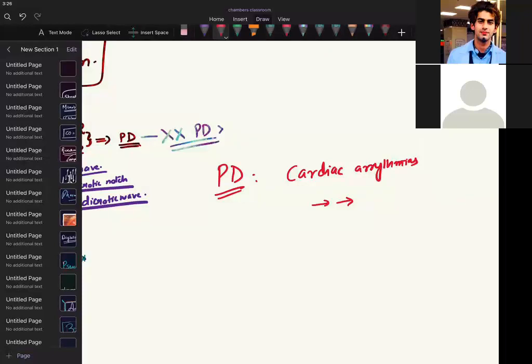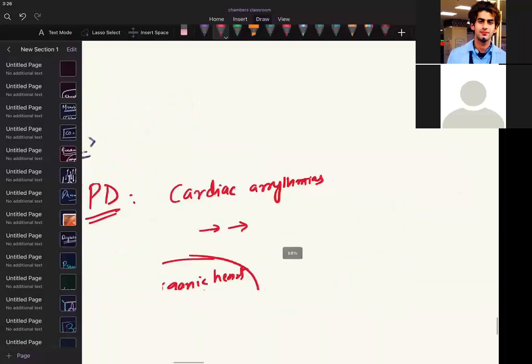Or I have an organic heart disease. So these two conditions will give you a deficit. The deficit is the difference between the rate at which your heart is contracting and the pulse rate. Can you understand the word deficit? There is a lag between heart rate and pulse rate, and that is seen in atrial fibrillation.